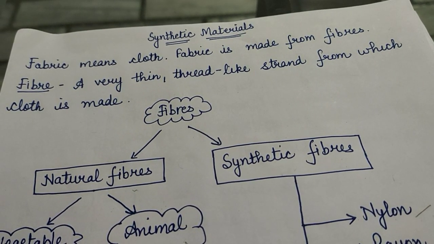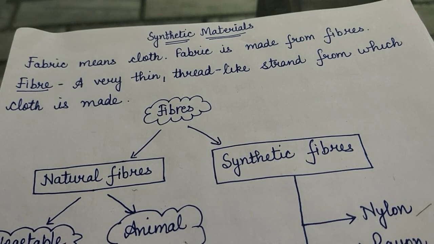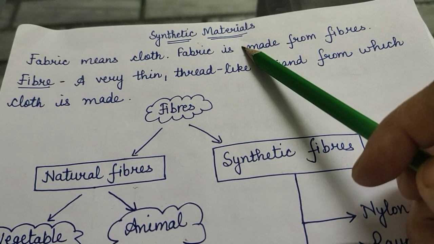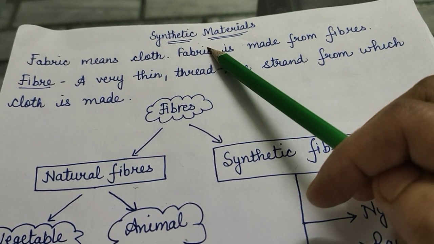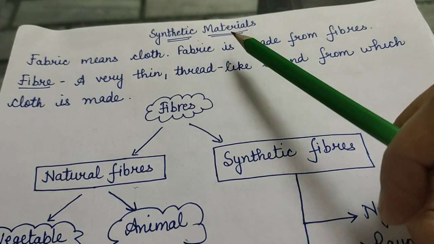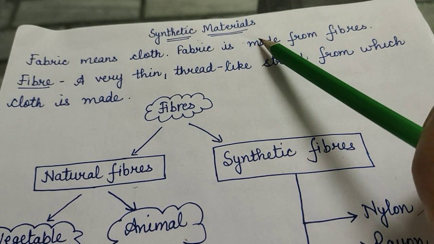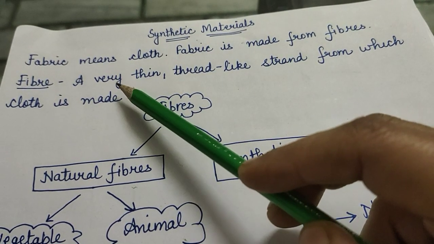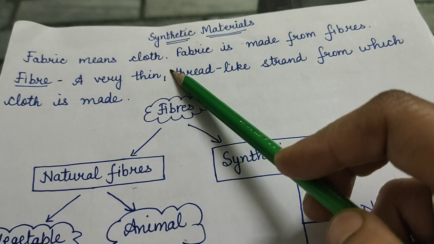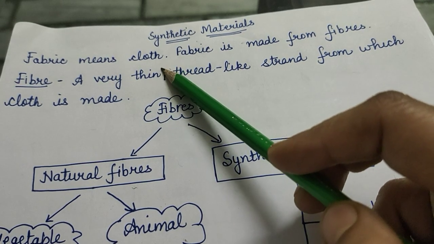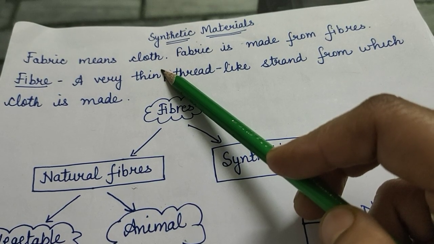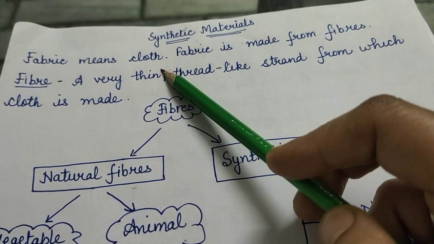So students, today we are going to start our new chapter, that is synthetic materials. As we have already started this chapter in our online classes, I am giving you a quick review of that content. As we have already discussed, fabric means cloth. And we are using different types of fabrics in our day-to-day life, like cotton, silk, woolen, etc.